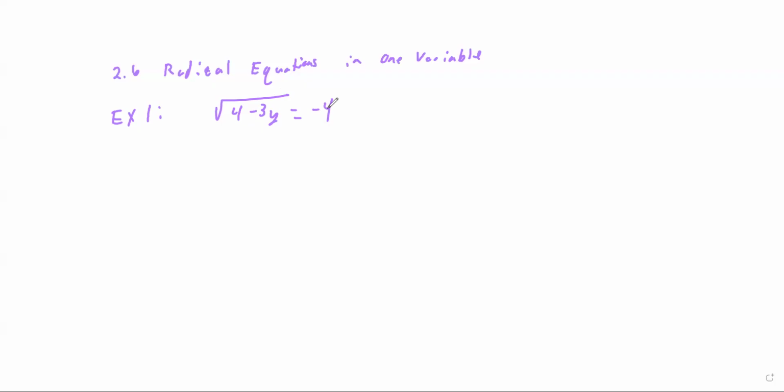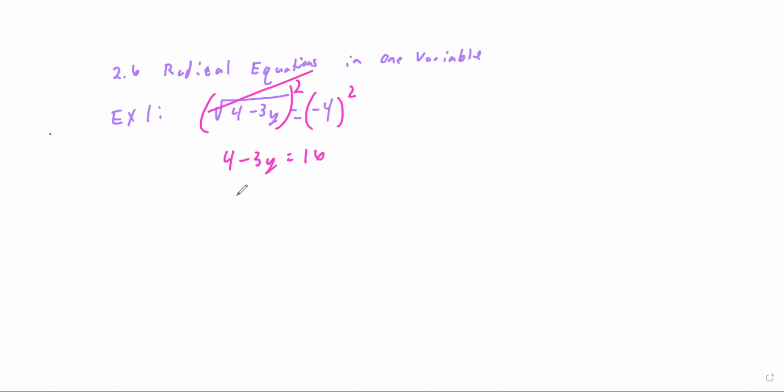To solve radical equations, the first key is to make sure that the radical is isolated. So the square root here, there's nothing being added, multiplied, subtracted, divided of it. It's all isolated. And then you can get rid of the radical. So the opposite operation of square rooting something is to square it. But of course, what you do on the left, you must also do on the right side. So then from there, you would cross out and cancel, and you would have 4 minus 3y equals 16.